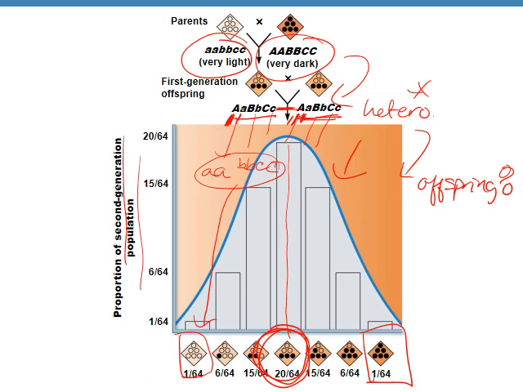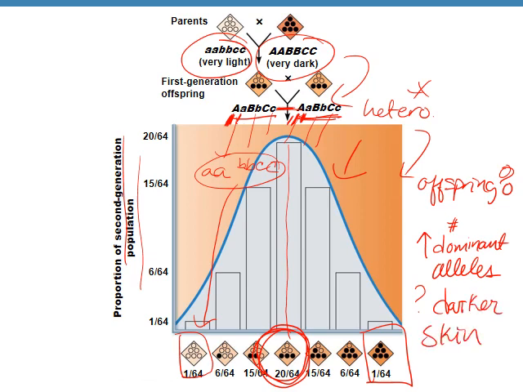It depends on how many dominant alleles you have. So if you increase the number of dominant alleles, what happens to your skin color? Darker skin. So there's a direct relation between dominant alleles and recessive alleles and the number that you have with polygenic inheritance, like skin color and height.